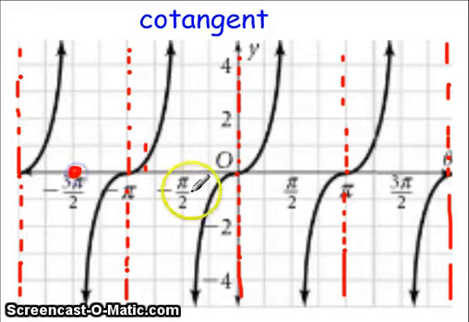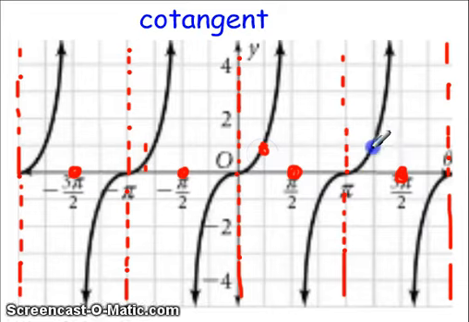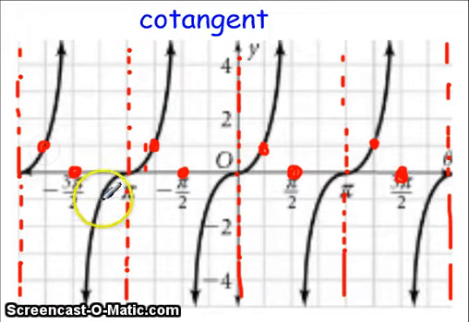So this is going to be 0, this is going to be 0, this is going to be 0, and this is going to be 0. 1's stay 1, so this is going to be 1, this is going to be 1, this is going to be 1, this is going to be 1, the -1's stay -1's.